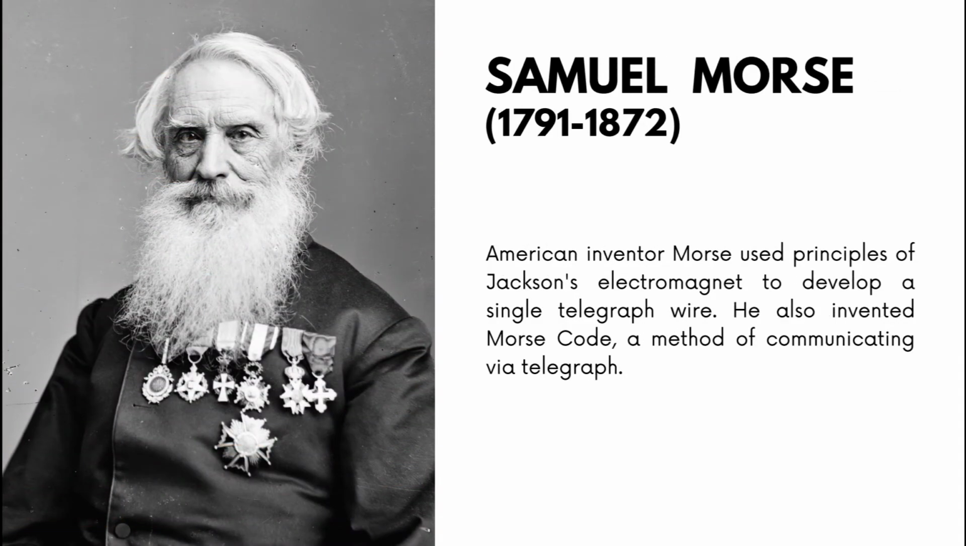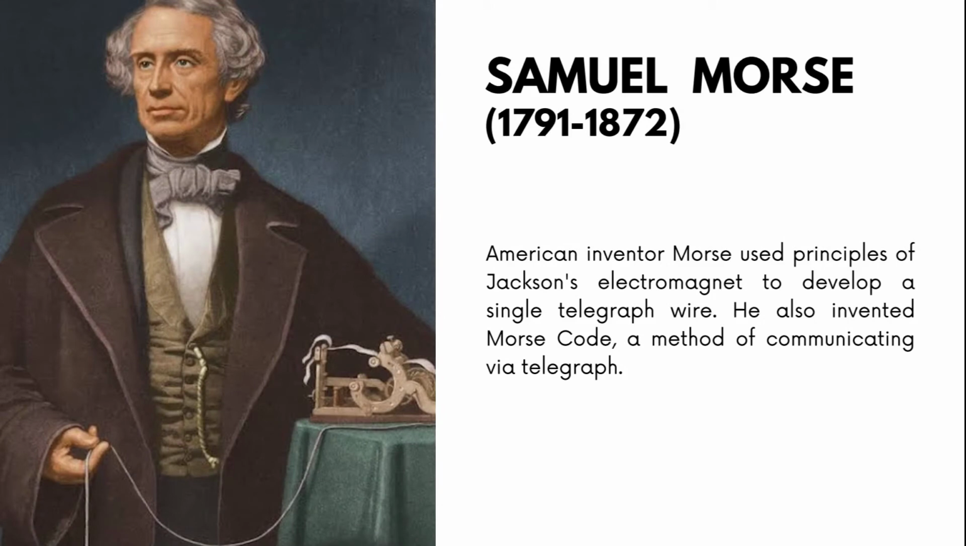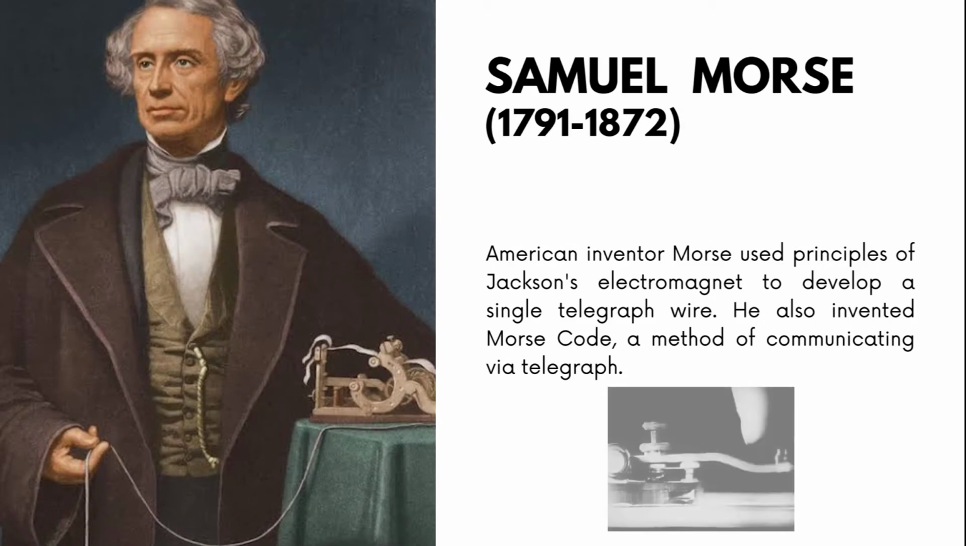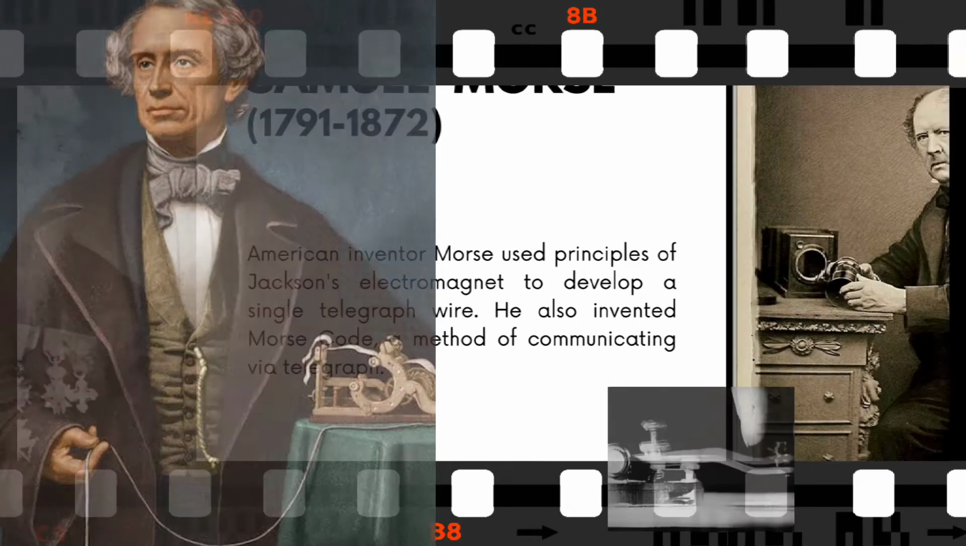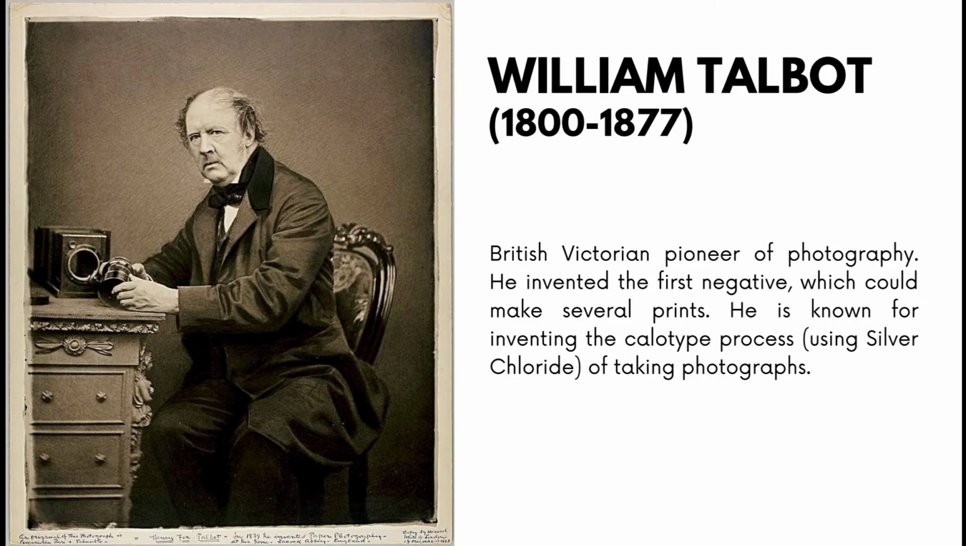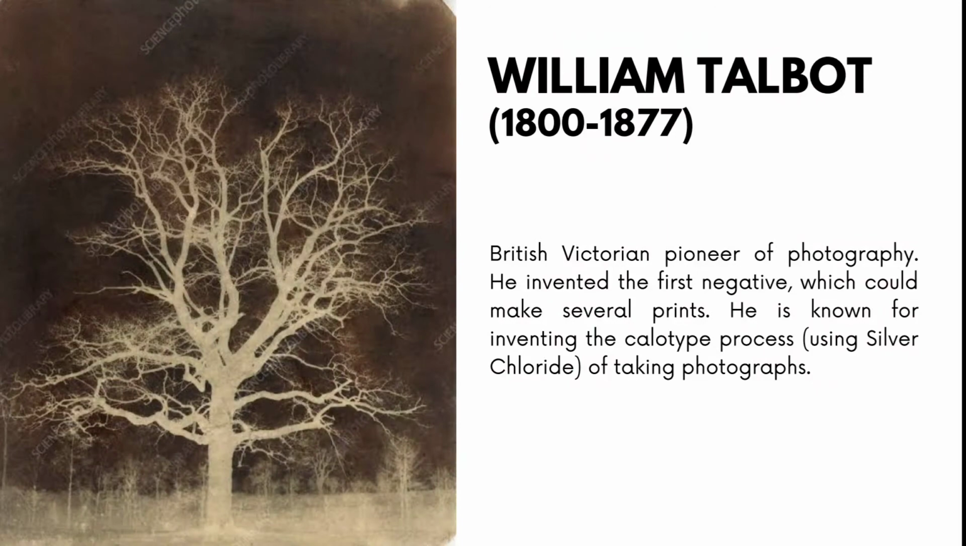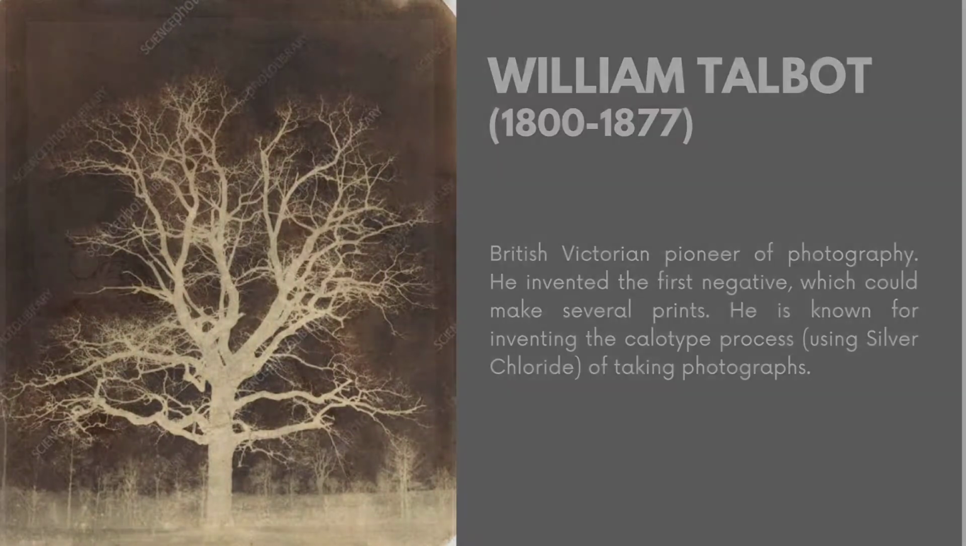Samuel Morse. American inventor Morse used principles of Jackson's electromagnet to develop a single telegraph wire. He also invented Morse code, a method of communicating via telegraph. William Talbot. The British Victorian pioneer of photography. He invented the first negative, which could make several prints. He is known for inventing the collotype process of taking photographs.